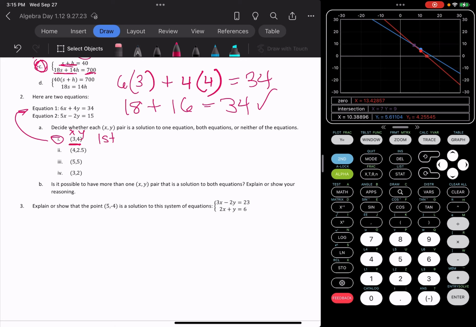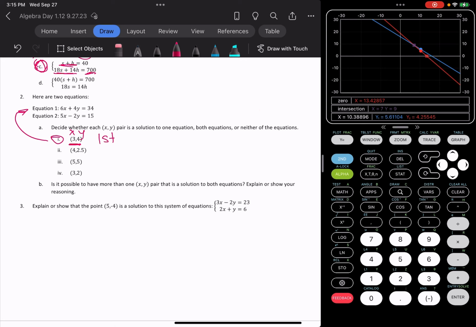And then let's try the second one and see if it works. So the second equation says 5 times 3 minus 2 times 4 equals 15. This is 15 minus 8 equals 15. That is not true. So first only. So that's what you're doing for each ordered pair.